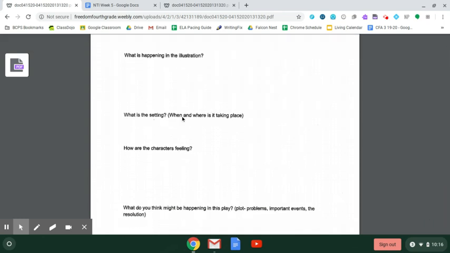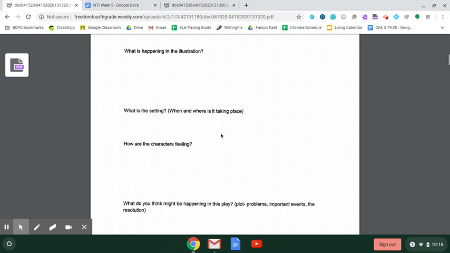Next, what is the setting? We know what the setting means, when and where it's taking place. Do you think this picture is from the past, the present, or the future? And where do you think it might be taking place? Give me some details about that.